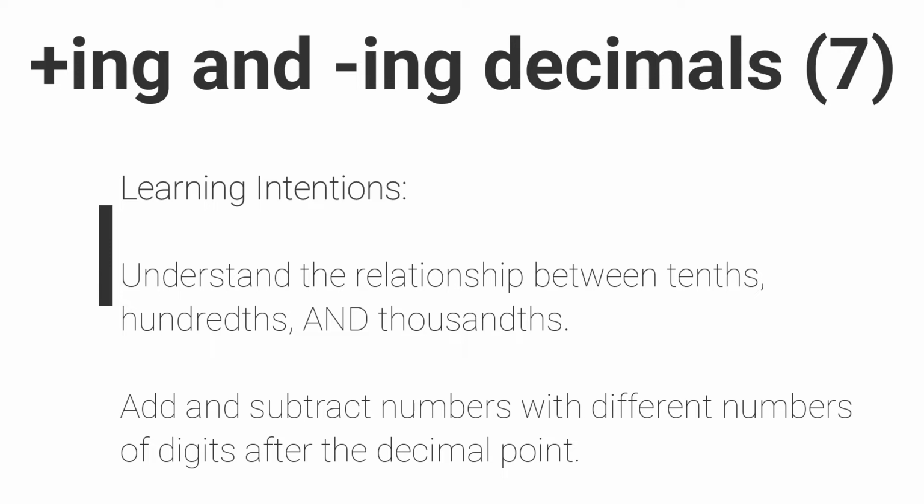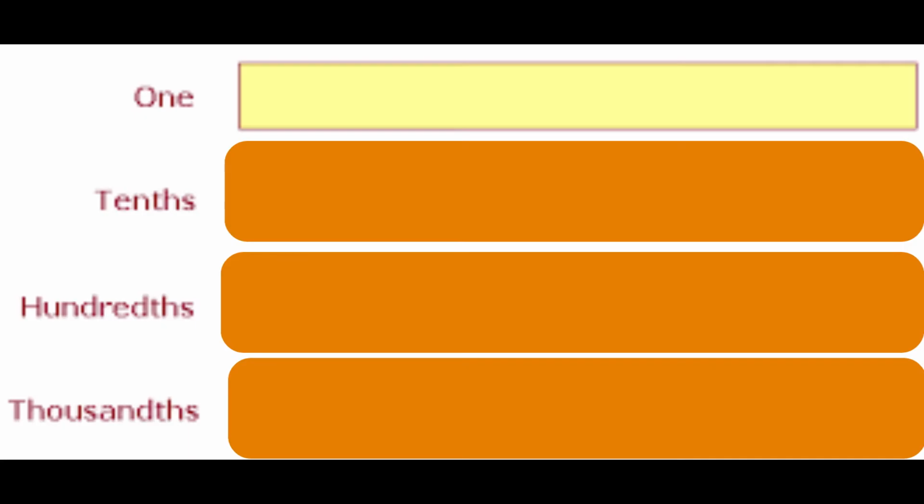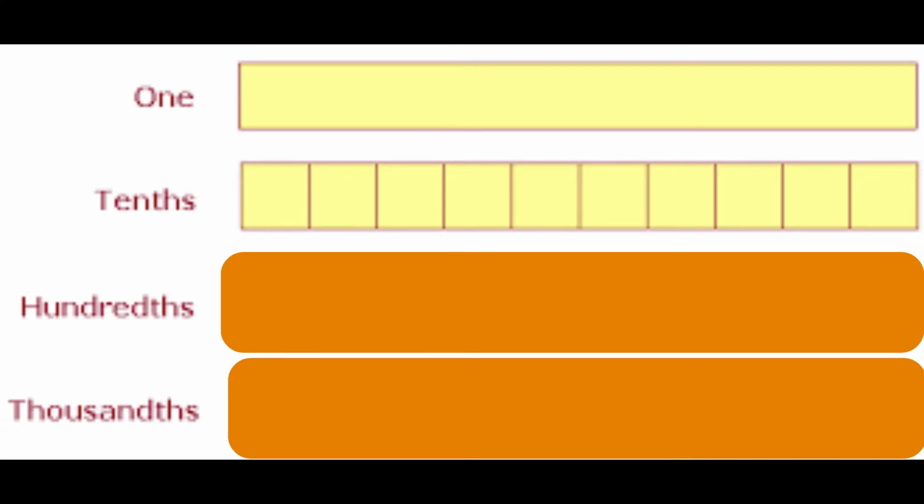Let's start with our first learning intention by looking at what thousandths are. So, in this image, you can see that the yellow bar represents one whole. So you can imagine that that just represents the number 1. To break that down into tenths, you'd have to cut it into 10 equal pieces. Each of those pieces would be worth 1/10, or 0.1.